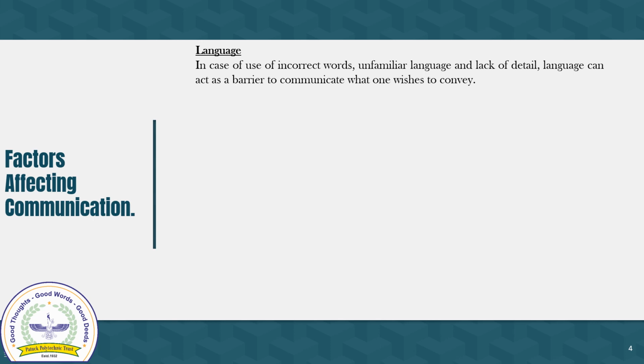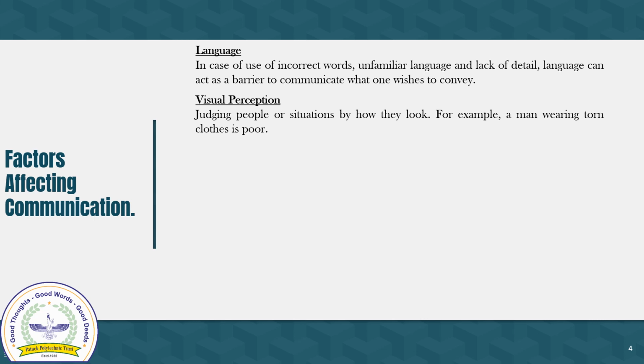Another important factor which influences communication is visual perception. Perception बोल दिया मतलब belief, idea. तो we sometimes judge people by our situation, by the way they look. For example, if a man is wearing torn clothes, फटा हुआ कपड़ा पहना है, we consider him as poor, which is a perception, just an imagination or idea in our mind. It may not be correct every time.